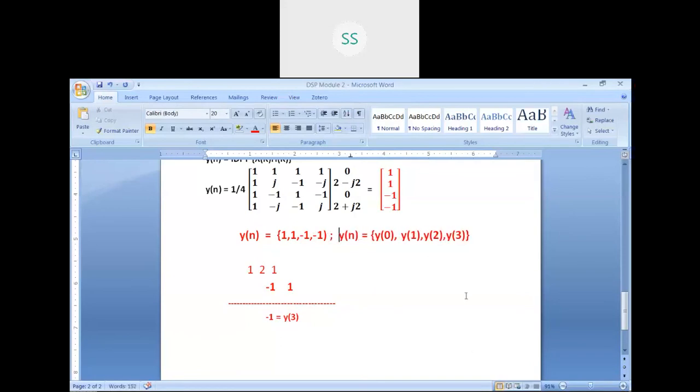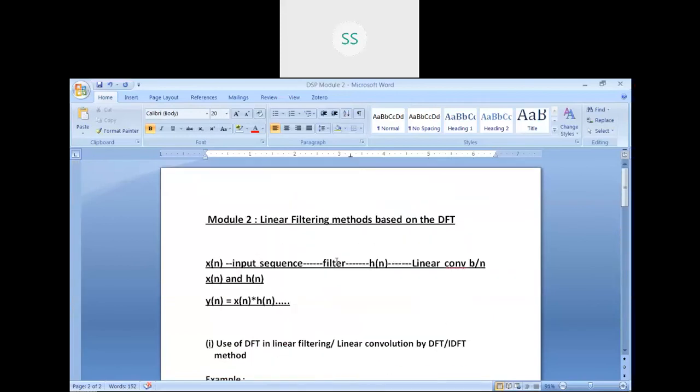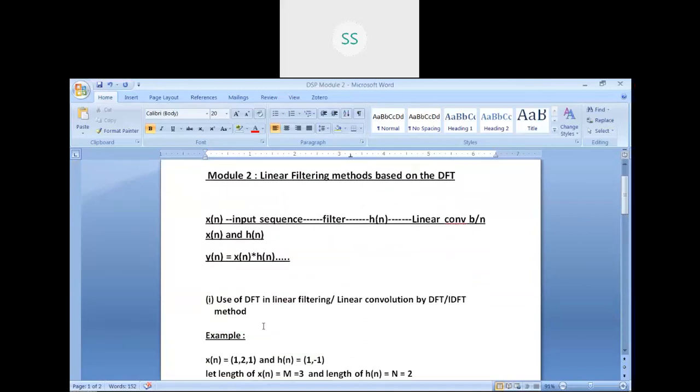So now these are the verifications. By just performing linear convolution also you are going to get it, but this is a frequency domain operation. By using DFT and IDFT also it is possible to generate it. That's why our title is linear filtering methods based on the DFT. We are employing the DFT and IDFT concept here to get the output of the filter. The filter has the impulse response h of n and the input x of n.